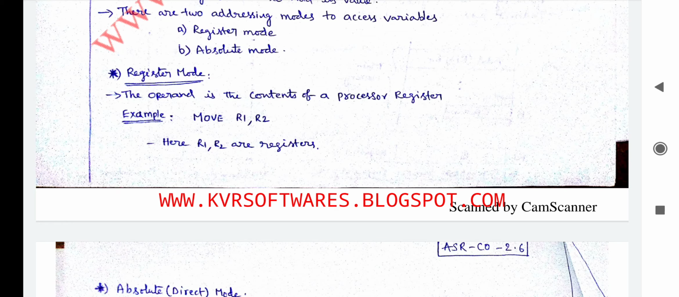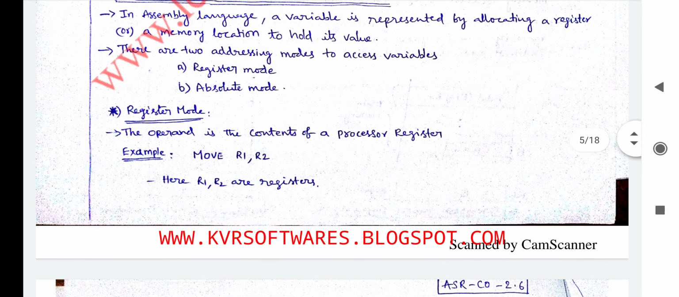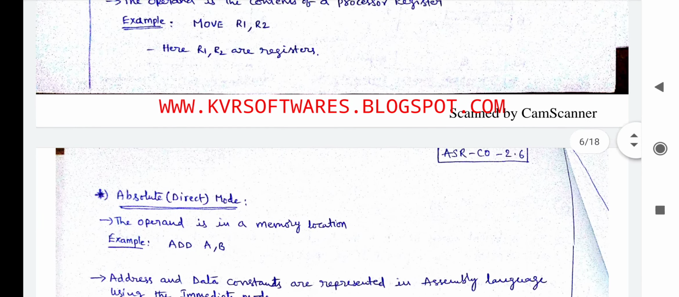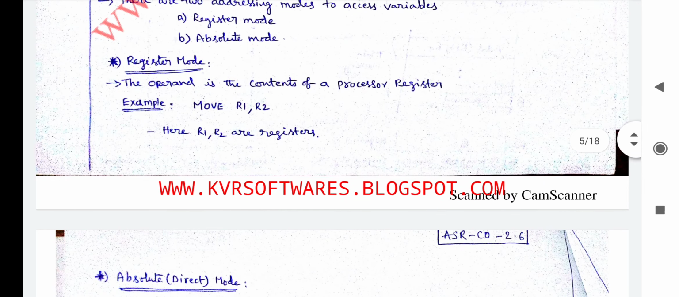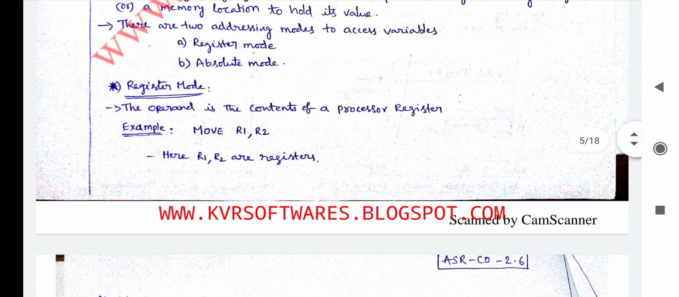See, move R1 comma R2. Here R1 and R2 are registers, and the contents of R2 are moved to R1. Sorry, R1 is moved to R2. Right? This is register mode. In register mode, we always represent the contents in register format, or the contents stored in a register. Okay, this is about register mode.